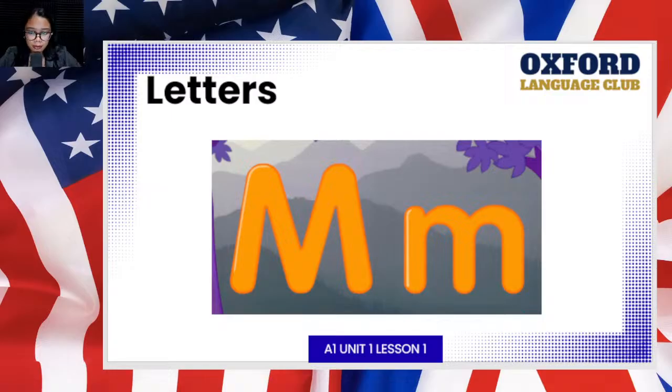This is letter M. Again, M. How do we pronounce it? Mm, mm, mm, like a cow mooing. So this is letter M. We pronounce it as mm, mm, mm. So M is an interesting sound.